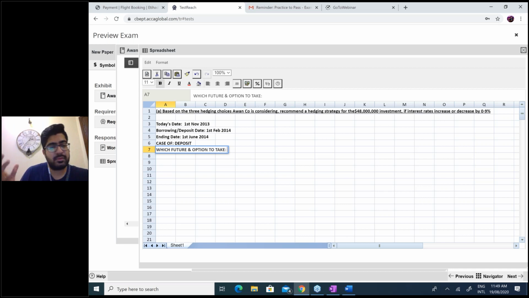Which one will you take? 1st Feb is not available. You need to borrow or deposit on 1st Feb. So since futures and options are only available for December, March, June, and September, you will take the March one.